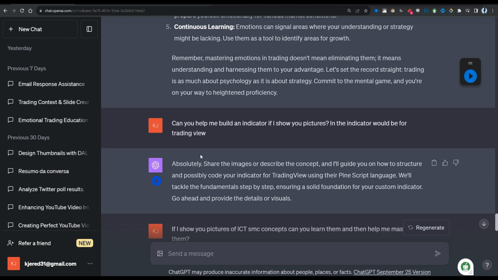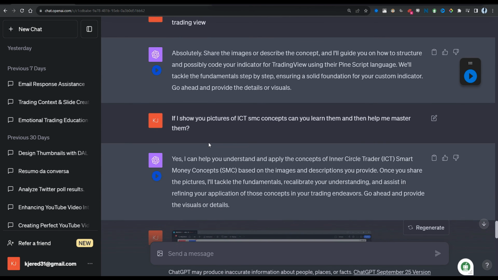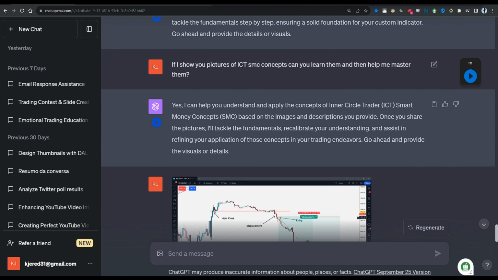And then I said, can you help me build an indicator if I show you pictures? If you wanted to build an SMC indicator, you could screenshot the setup and then it can help you build the indicator. And then I said, if I show you pictures of ICT SMC concepts, can you learn them and help me master them?